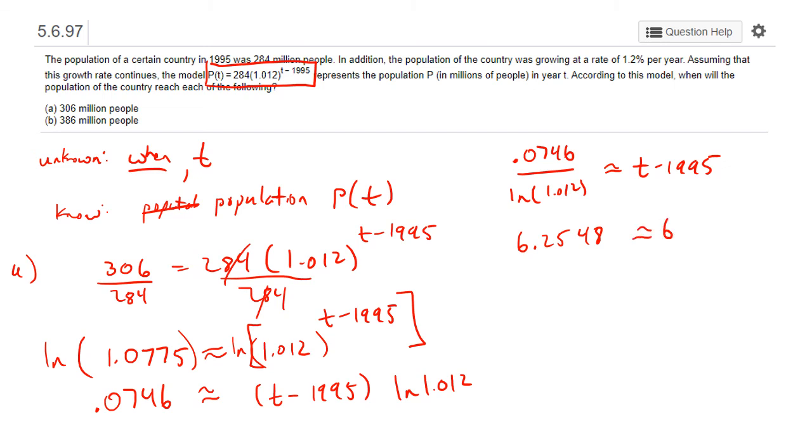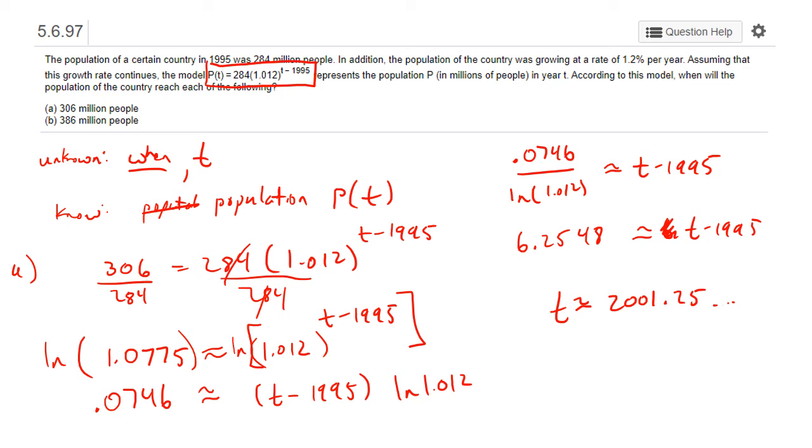is approximately t minus 1995, and now all I have to do is add 1995 to both sides to get t will be approximately, let's see, 1995 plus 6.25 is 2001.25 something or other. So the year in which the population will be 306 million people, it'll happen sometime in the year 2001, sometime in the spring of 2001.